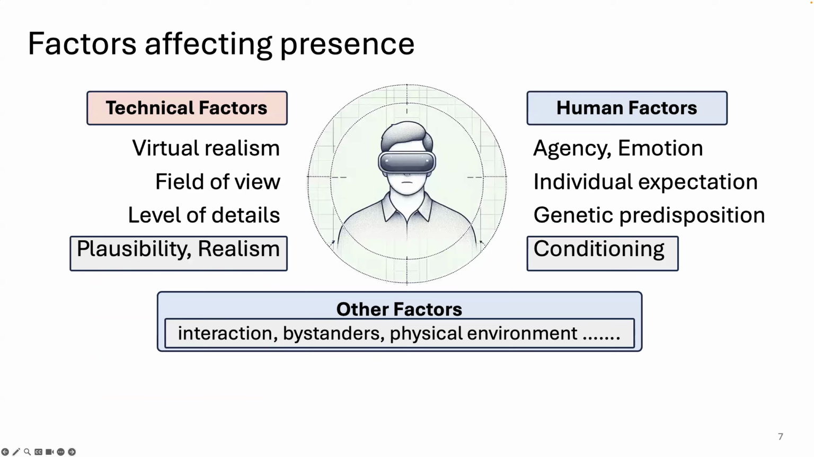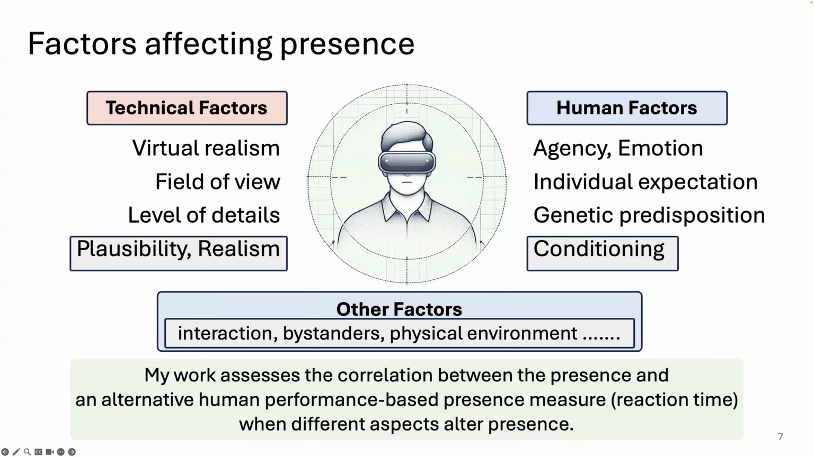Presence in mixed reality can be influenced by a wide range of factors. On one hand, we have technical factors like realism of the environment, details in the environment, and plausibility. And on the other hand, we have human factors such as agency, lifelong habits, genetic predisposition, and conditioning. There are other factors which also affect presence, like interaction, the bystanders around you, or the physical environment, some distraction that happened in the physical environment. And my work looks at how presence and an alternative human performance-based presence measure like reaction time actually interact with each other, and how altering the presence impacts the reaction time or not.